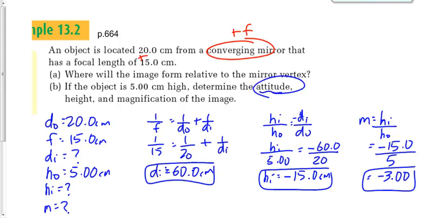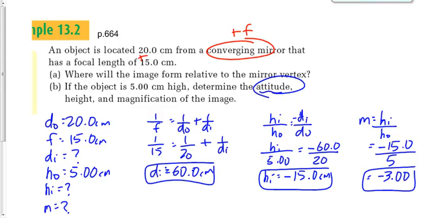Attitude. Attitude means right side up or upside down. Can anybody tell me whether this is right side up or upside down? What is it, Greg? Why would you say it's upside down? Good. The image height is negative. It's got to be an upside down image. Now, that works 100% of the time.